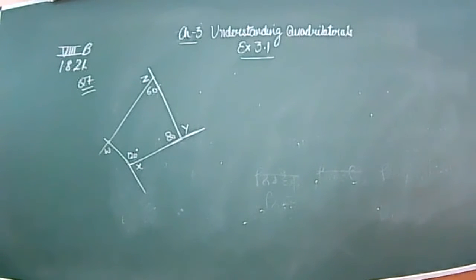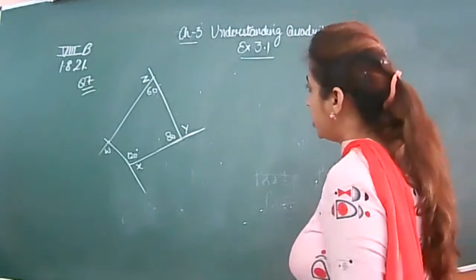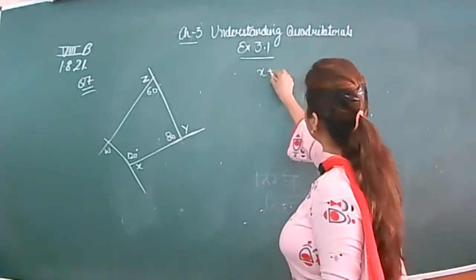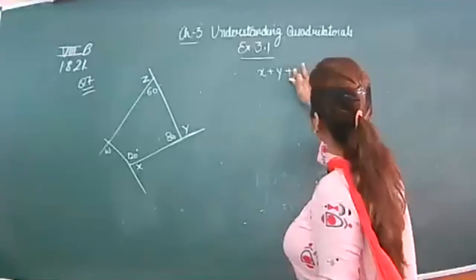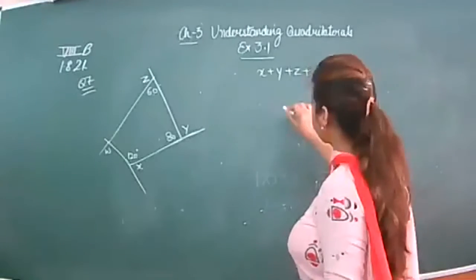In the last class, we were doing Understanding Quadrilaterals. Question number 7 we are doing. First part we have discussed. Now let's start with question 7, part B, exercise 3.1. You have to find the sum of x plus y plus z plus w.